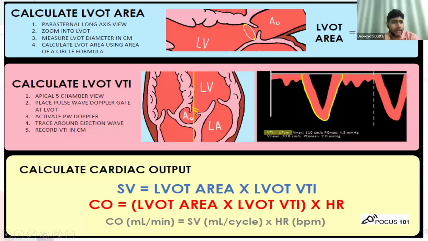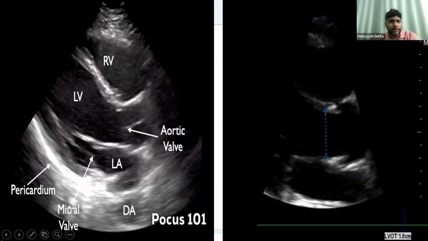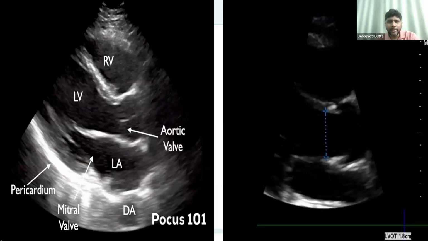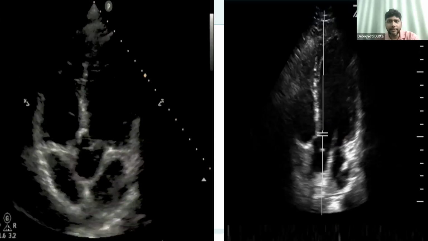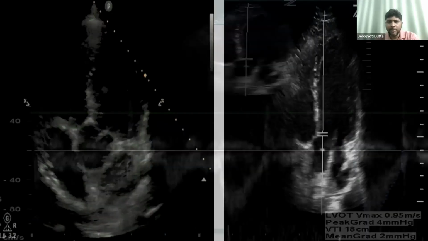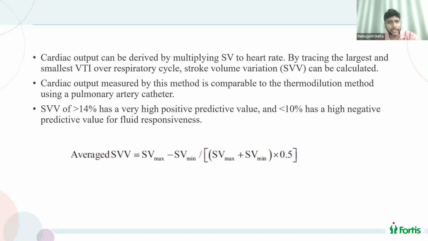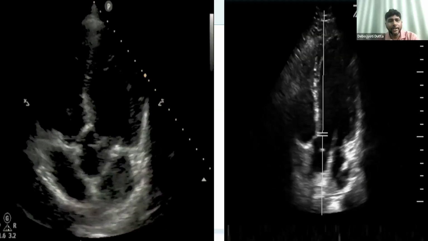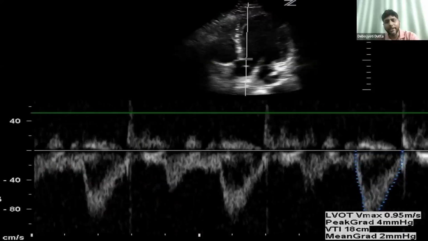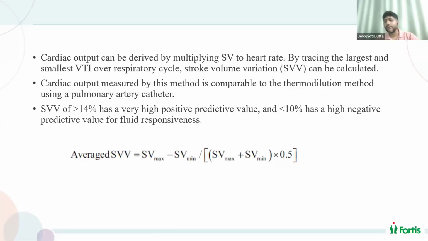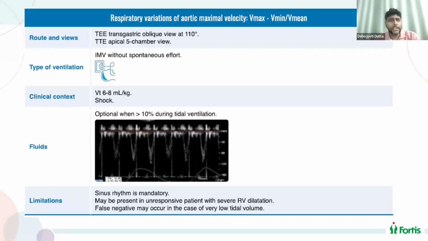Now if you put it all together, by multiplication you can get the stroke volume, and multiplying by the heart rate, you get the cardiac output. This is a picture showing the aortic root area, and it is an apical 5-chamber view. You can place the VTI and you can get it. So again, with the VTI, as we can measure the stroke volume, we can also check the stroke volume variation even with the VTI, if we don't have high-end cardiac output monitoring devices in the setup.